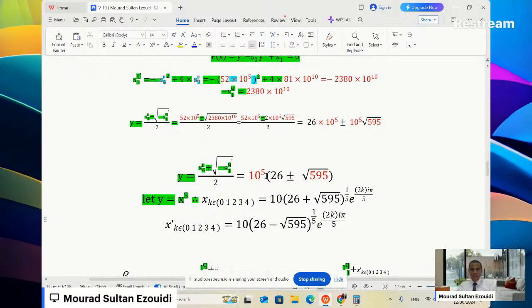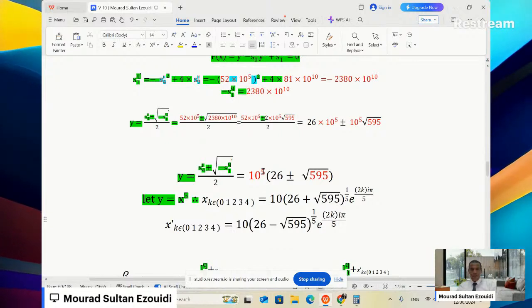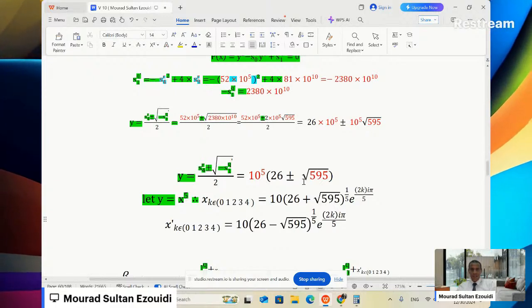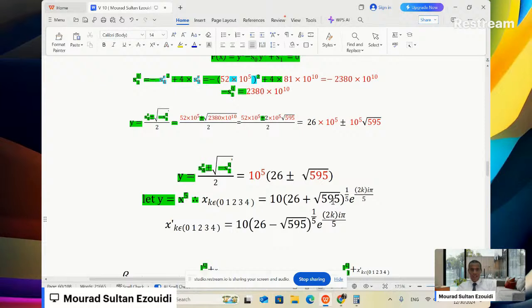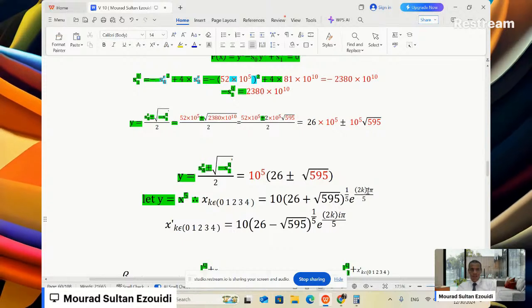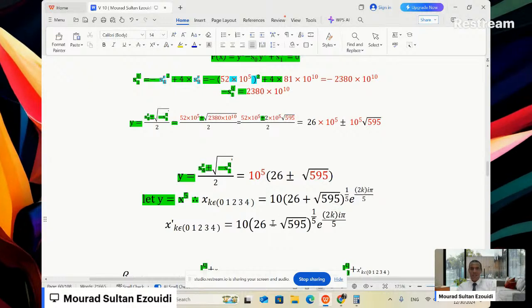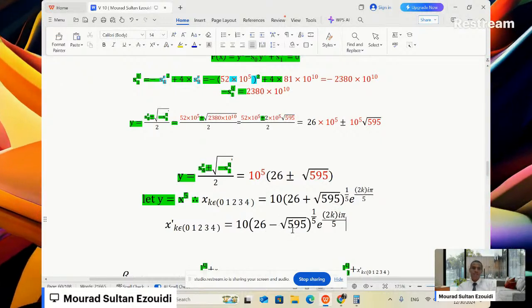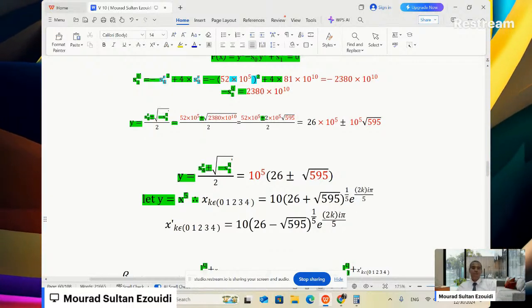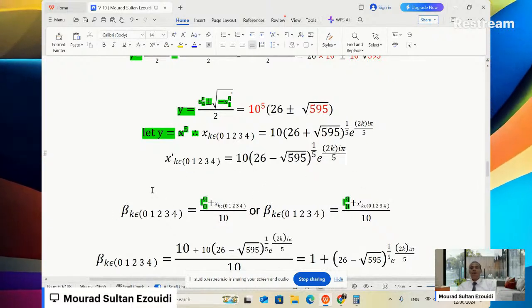Okay, so it will be 10, because 10 raised to the power 5, raised to the power 5, is 10 times 26 plus, I take plus first, 595 raised to the power 5, times exponential 2ki pi over 5, simply because this one is part of the real. And the next will be 10 times 26 minus root of 595 raised to the power 5 times exponential 2ki pi over 5. Now these are the x roots of my original equation.